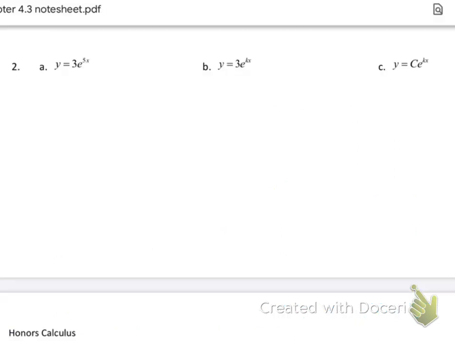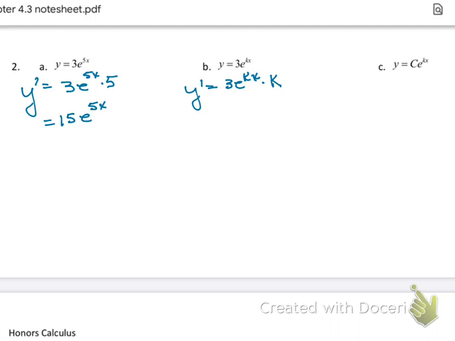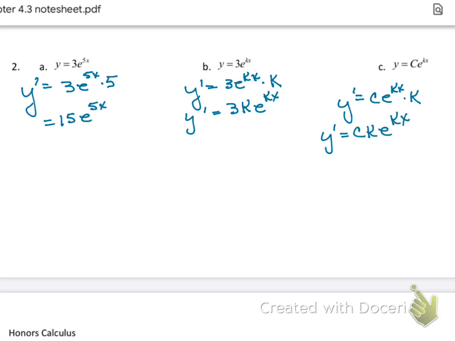Okay, let's go on to the next page. The next page has a few more problems. We're taking the derivative of these. So let's get to work. So y prime is going to be, with e, write what you see, and then multiply by the derivative of the exponent, and then clean this up. So this is 15e to the 5x. Okay, let's do b. Y prime equals, write what you see, and then take the derivative of the exponent. Clean it up. So bring the k up, and that is your derivative. Okay, the last one, write what you see, and then multiply that by k. So y prime equals c times k times e to the kx. Okay? So they're not too terrible.